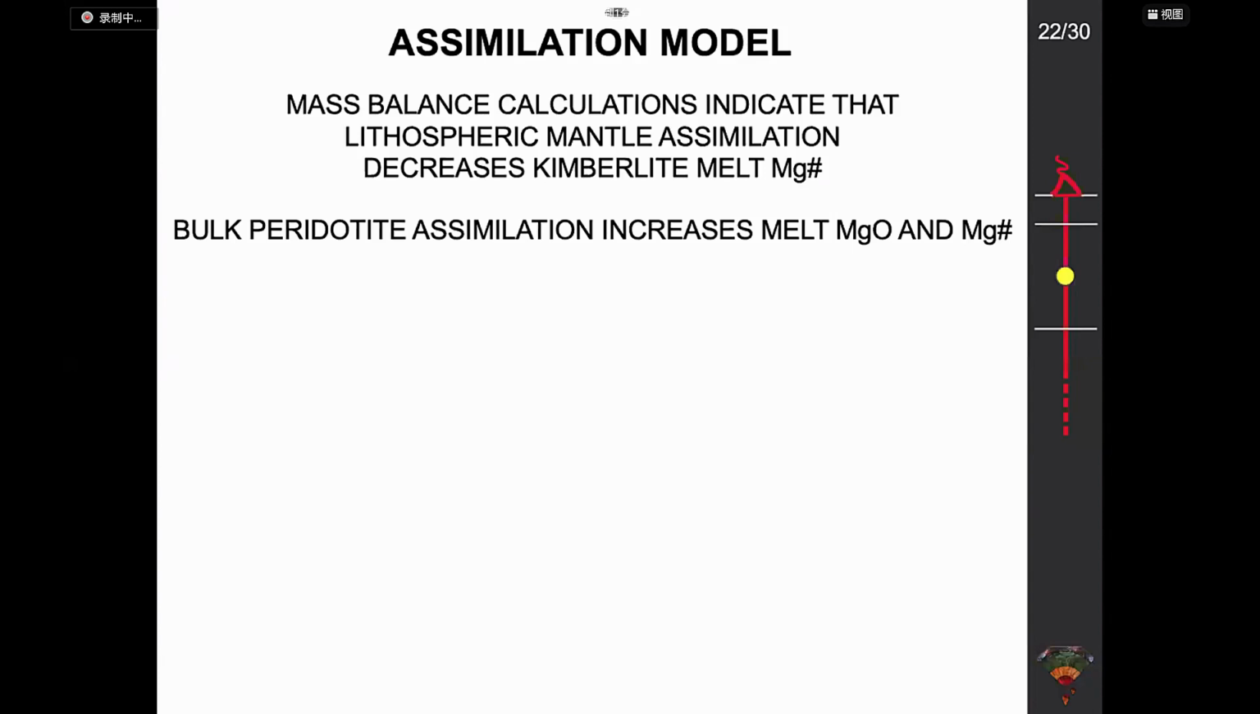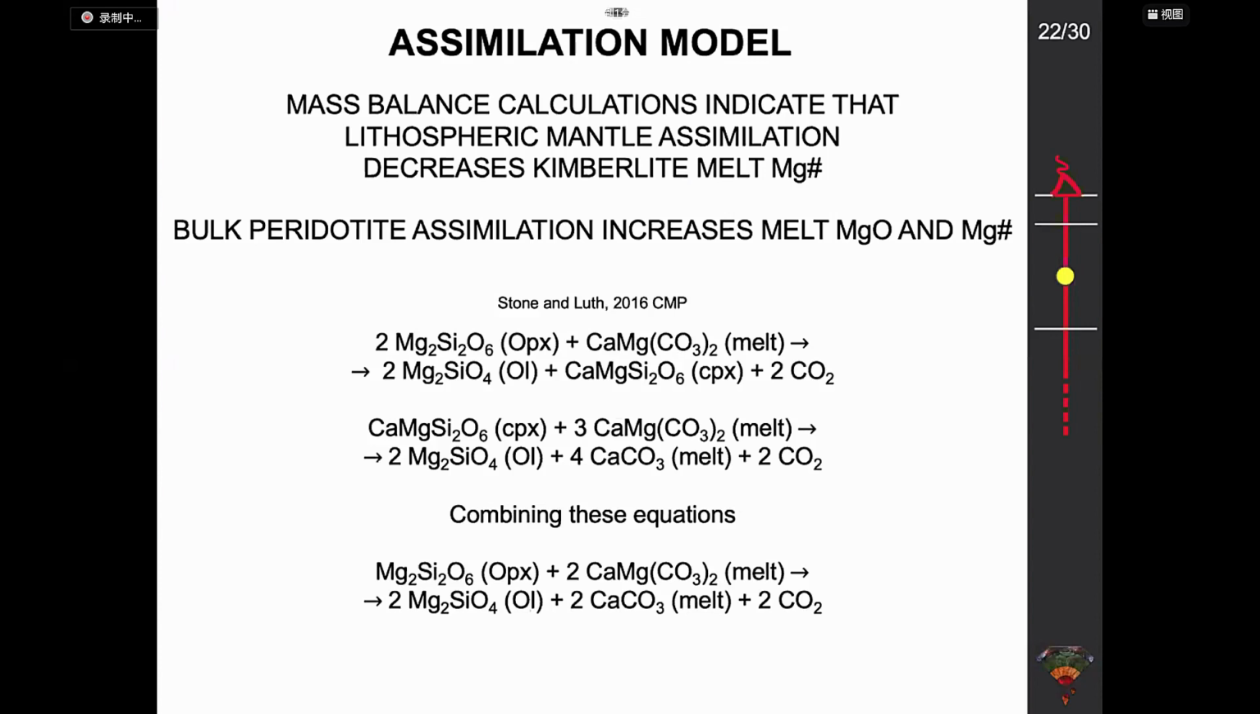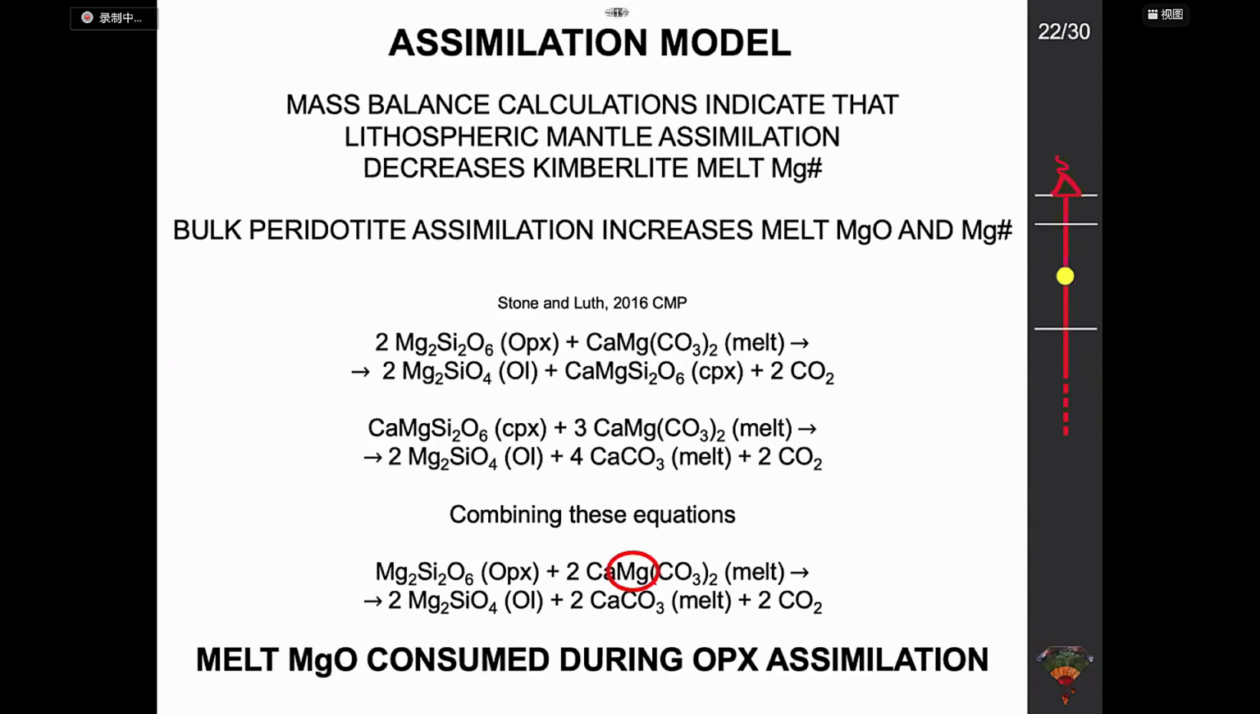There is enough literature about experiments done to understand assimilation in kimberlites, which tell us that assimilation of orthopyroxene can be the key. So here I have just reported two equations from Stone and Luth, a nice paper in 2016, where essentially they looked at what happened.